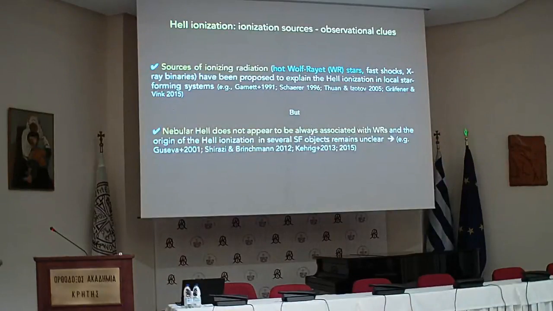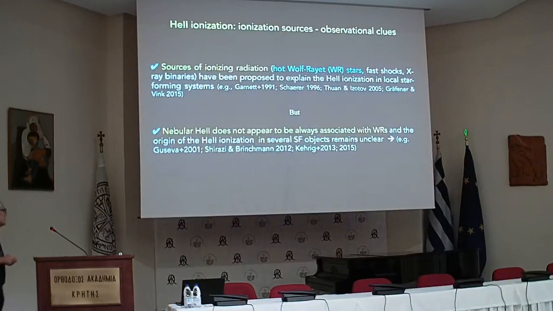So what are the ionization sources of this helium-2 ionization in the spectra? Traditionally, the sources of ionization for helium-2 have been very hot Wolf-Rayet stars, fast shocks, X-ray binaries, and so on. In particular, hot Wolf-Rayet stars have been strongly favored canonically, but this interpretation has many problems, or at least some problems I will show here.